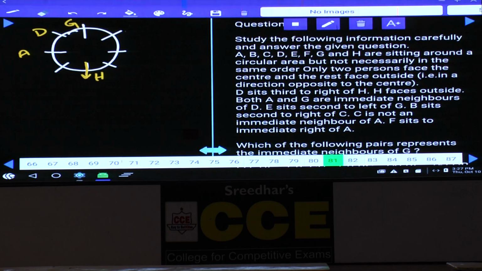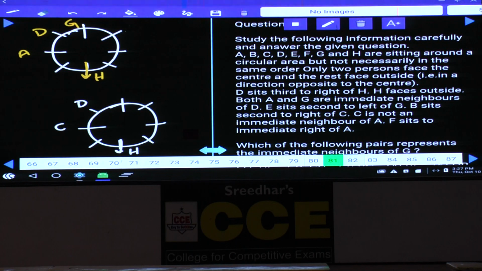And what is the second possibility? We have 8 persons: 1, 2, 3, 4, 5, 6, 7, 8. Now H is away from the center. Now D is here. Now G and A can be in these 2 places as well. And in total we have 2 possibilities. Then next one, what is the next information we have? D sits out to the right of H, H faces outside. Both A and G are the immediate neighbors of D. E sits second to the left of G.